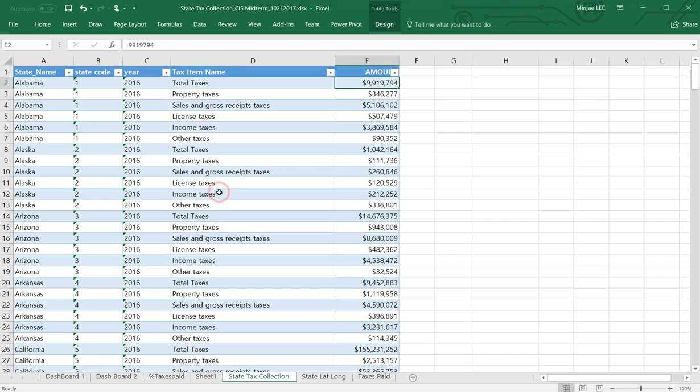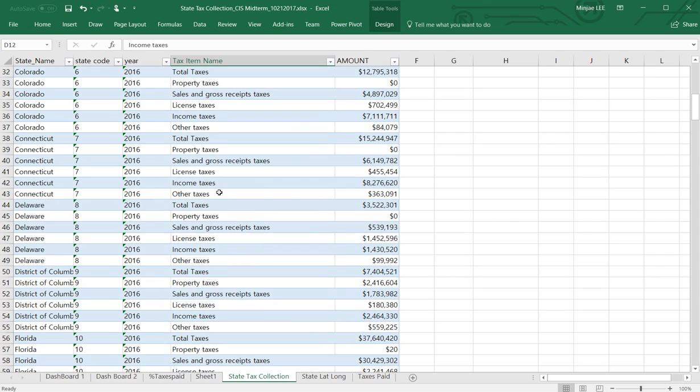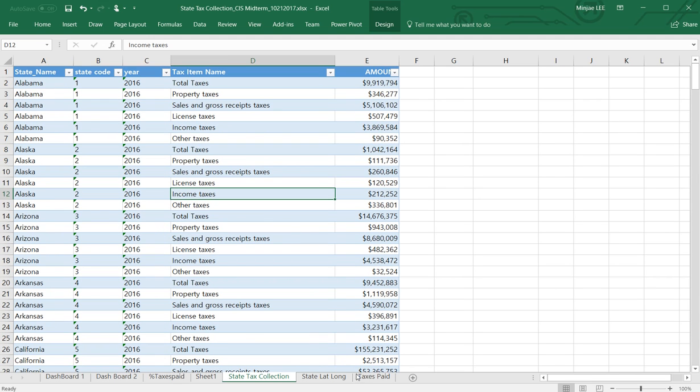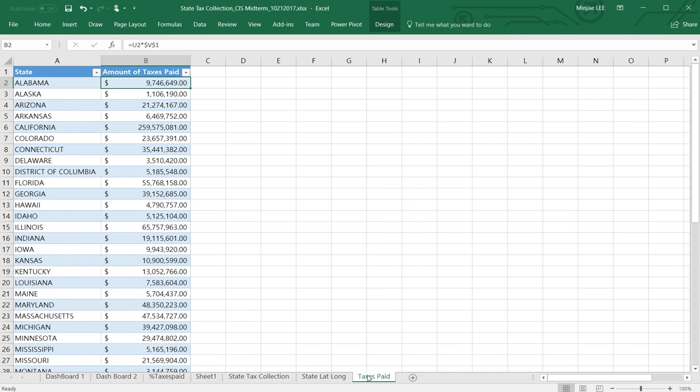And if we go to California, it shows $155 million to be collected, and it also has property tax, license tax, income taxes. And then this tab shows the tax amount actually paid to each state government.